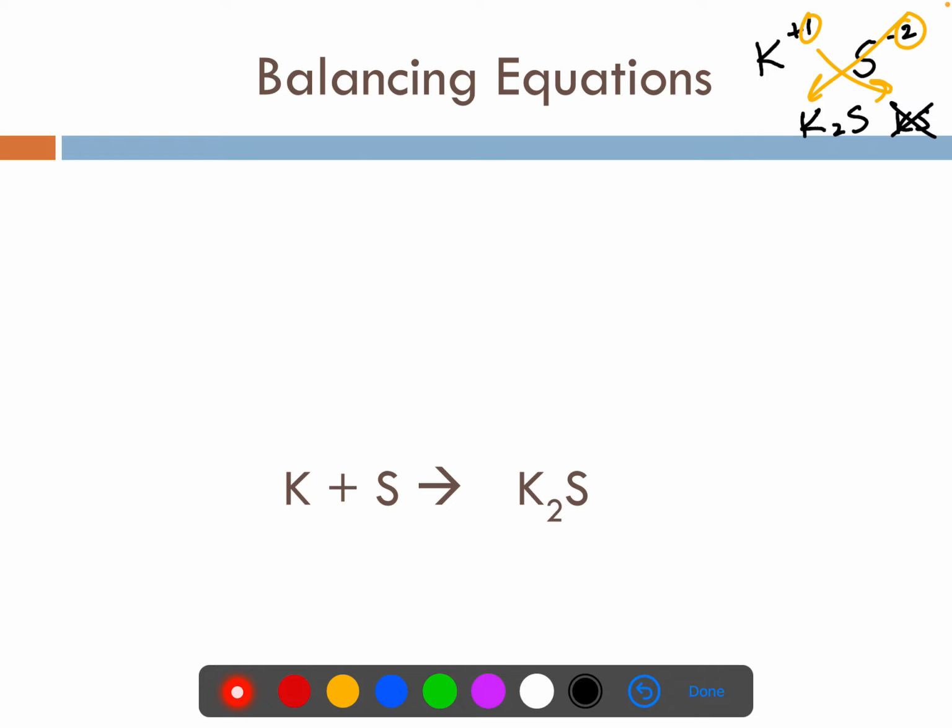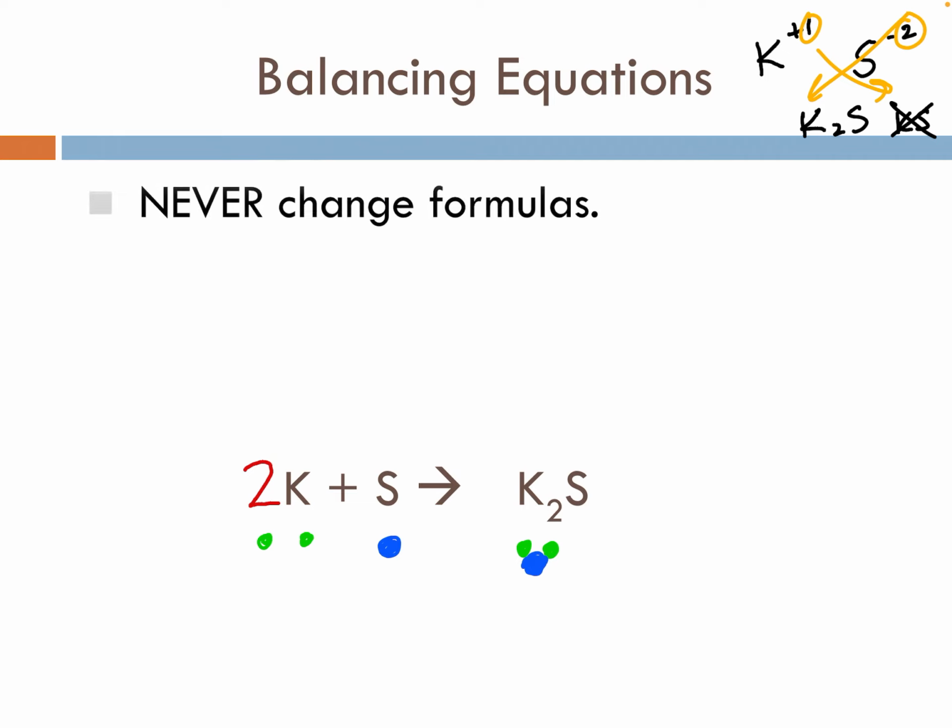So in order to get this to balance, what you'll need to do is simply add a 2 in front of that K. This is called balancing the equation. So now we have 2 K's over here and 1 S. Over here, we have 2 K's attached to 1 S. So I've balanced the chemical equation.